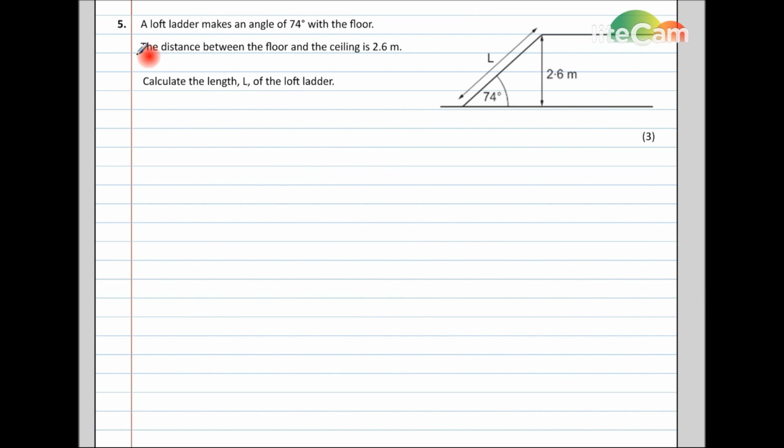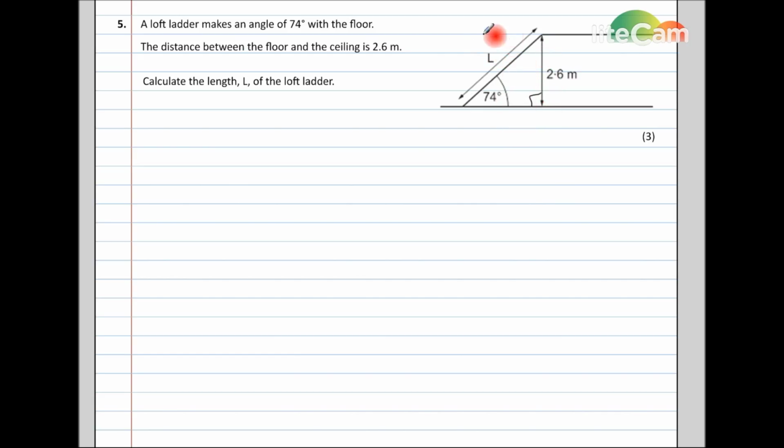Question 5. A loft ladder makes an angle of 74 degrees with the floor. The distance between the floor and the ceiling is 2.6 meters. Calculate the length L of the loft ladder. So we're trying to find this length here. So we've got another right angle triangle, because we know this is along the floor and this is straight up. And we know this side, and we want to find this side, and we know an angle.